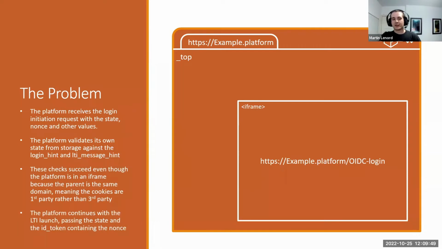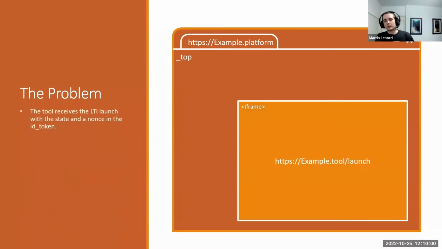And then it's going to say, right, everything's fine. I'm going to launch into the tool and I'm going to pass it the state and ID token, and the nonce is inside the ID token. So now launching back into the tool, we're back on the tool's URL. This is where we're passing that state and nonce.